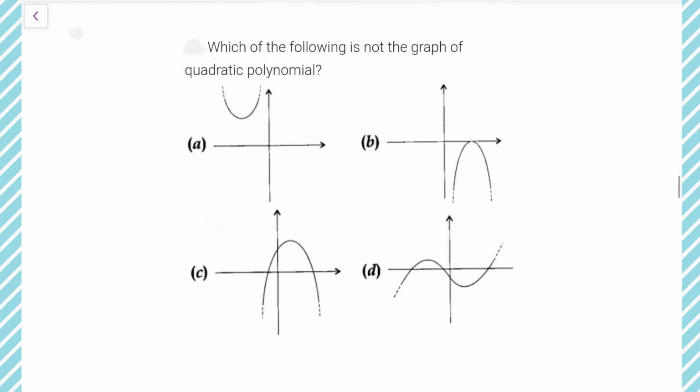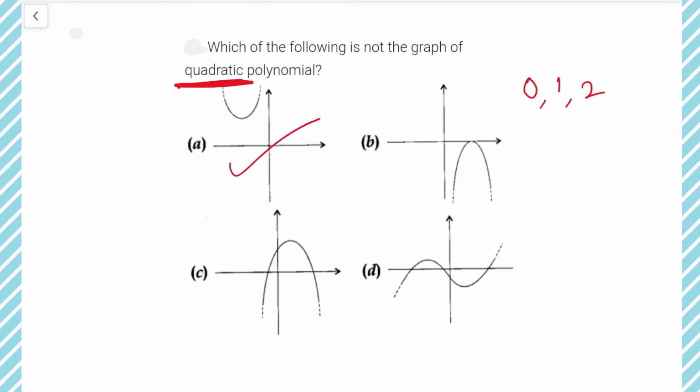Next, which of the following is not the graph of quadratic polynomial? So quadratic means degree is 2. So if the degree is 2 means maximum zeros are 2 only. Maximum zeros are 2. What is the meaning of maximum 2? Minimum can be anything. So 0 is possible, 1 is possible and 2 is possible.